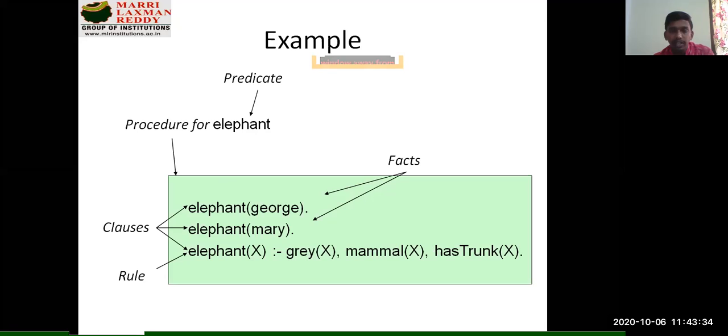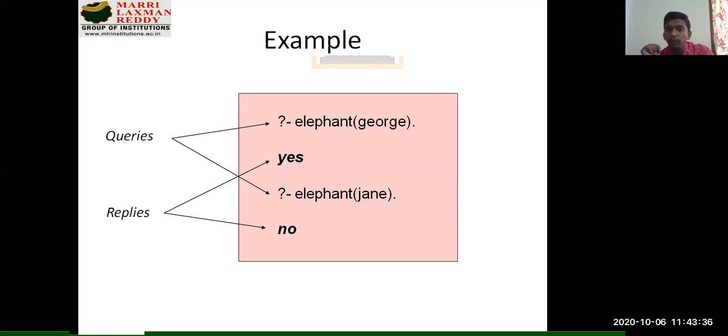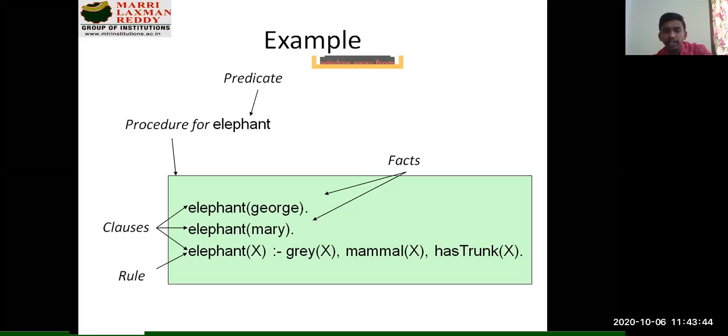So now let's try to see that. Now I am going to ask a query. The query is question mark, elephant of George. According to the knowledge base here, George and elephant have some relation.